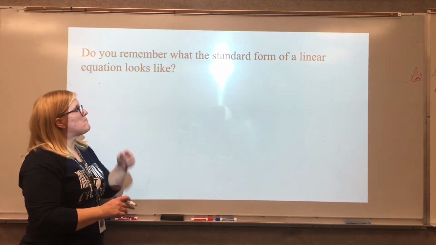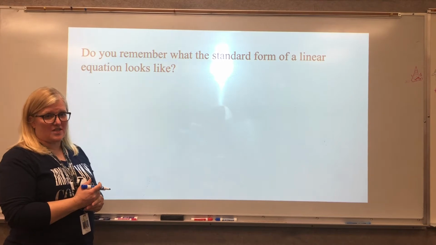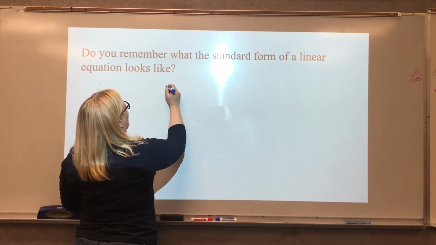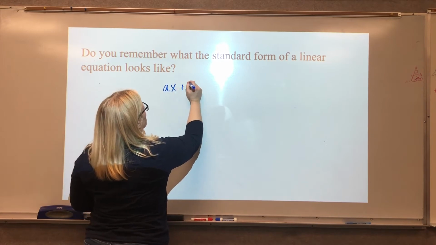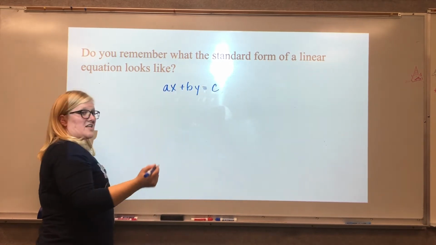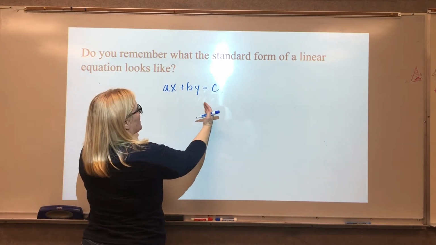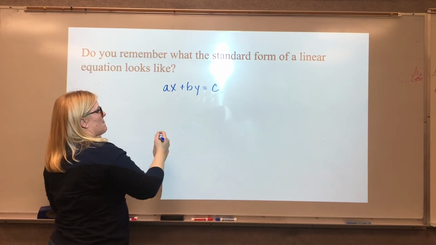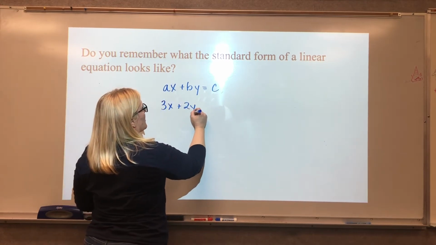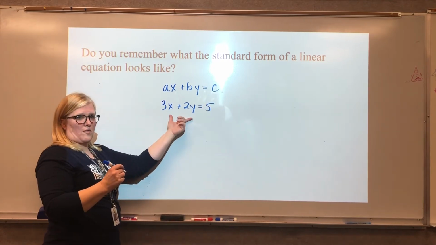So do you remember what the standard form of a linear equation looks like? Maybe not, it's been a little while. This is when we have ax plus by equals c. So instead of y equals mx plus b, this time we have the x, the y, and it equals a number. For example, 3x plus 2y equals 5. That is in standard form.